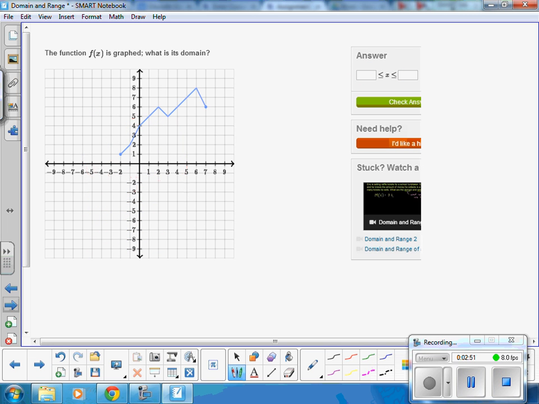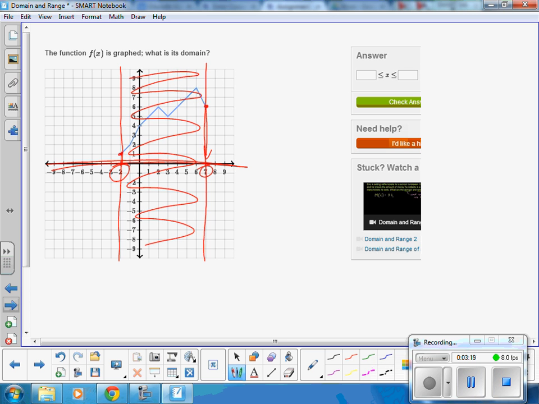Here it's asking the domain again, the furthest left point, the furthest right point. On the number line for our domain, the left is a -2, and the right is 7. So we're going from a -2 to 7. Again, it forms this channel right here, and the domain left to right is a -2 to 7.